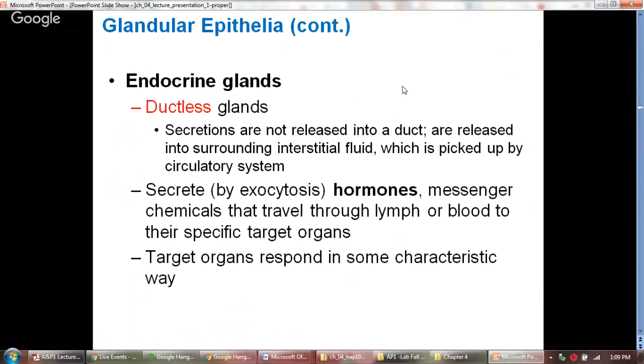The secretions are not released into a duct, they're released into the surrounding interstitial fluid, and those secretions are picked up by the circulatory system and carried to other sites of the body. They secrete hormones by the exocytosis process. They secrete messenger chemicals, which travel through the lymph or the blood to their specific target organs. Based on the receptors that the target organ has, the target organs respond in their specialized characteristic way.